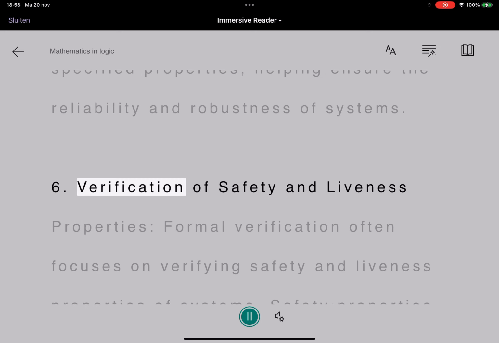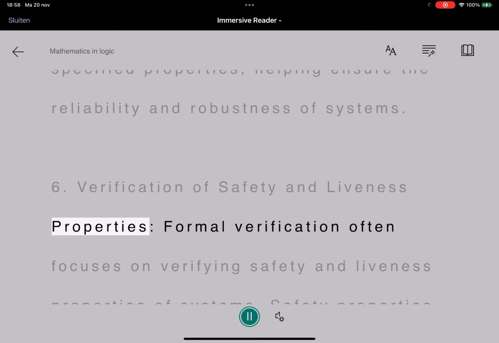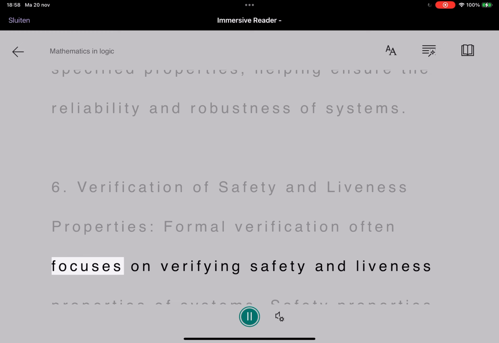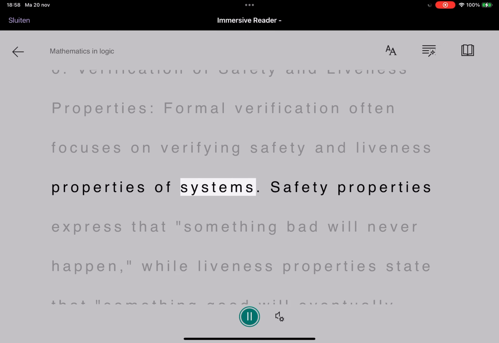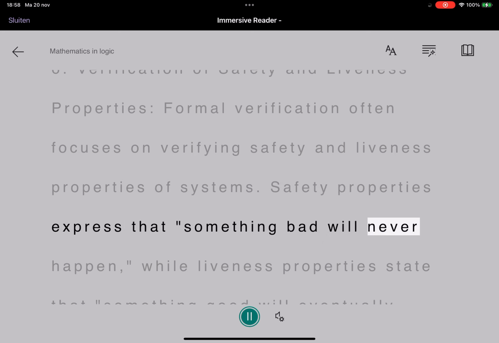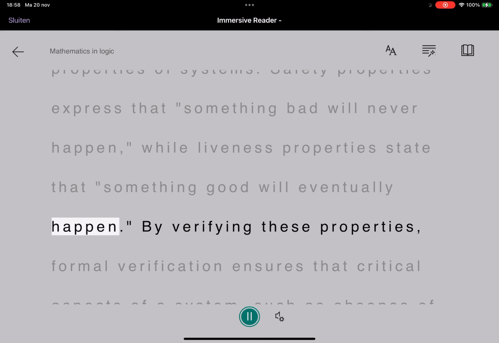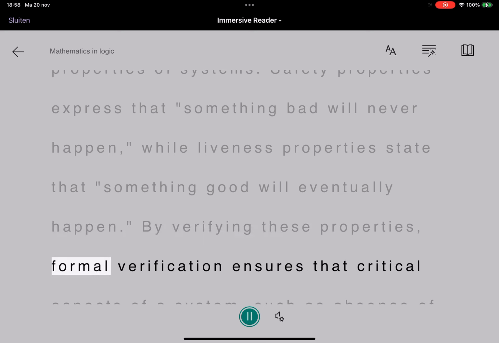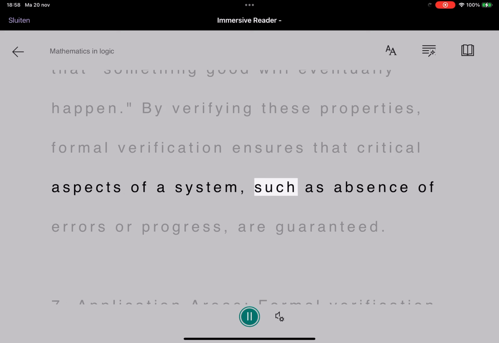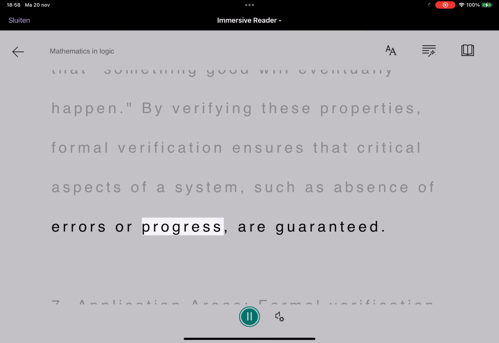6. Verification of safety and liveness properties. Formal verification often focuses on verifying safety and liveness properties of systems. Safety properties express that something bad will never happen, while liveness properties state that something good will eventually happen. By verifying these properties, formal verification ensures that critical aspects of a system, such as absence of errors or progress, are guaranteed.